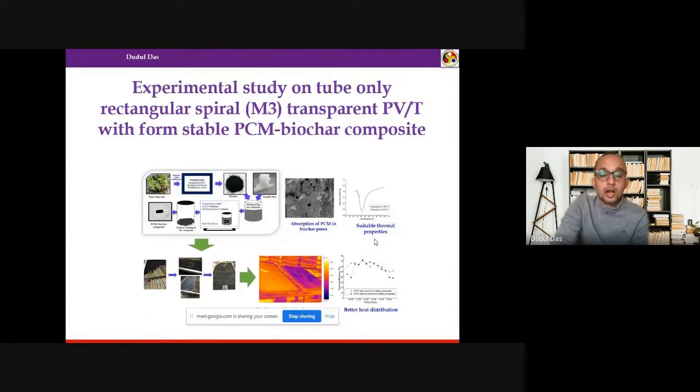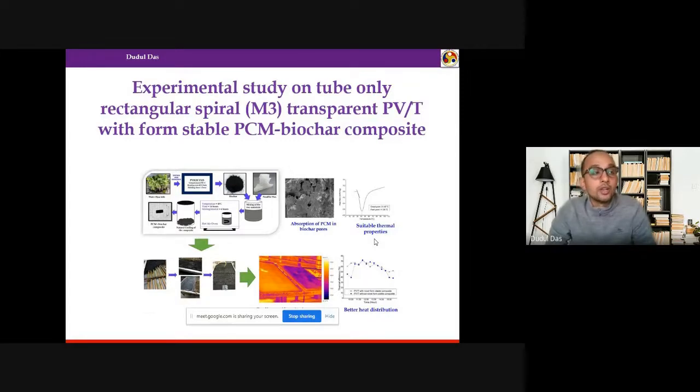Then, from the different PVTs on which our experiments have been carried out, we found that the rectangular spiral PVT, or the M3, was the best one. But one problem: the cooling uniformity of the PVT was still not appreciable. Though we reported a sufficient increase in efficiency when the rectangular spiral absorber or tube assembly was used, the cooling uniformity was still not up to the mark.